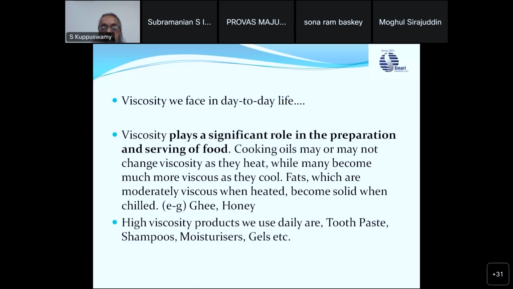So in day-to-day life, we face viscosity. It plays a significant role in the preparation and serving of food. Cooking oils, we know, may or may not change viscosity as they heat, while many become much more viscous as they cool. For example, fats, which are moderately viscous when heated, become solid when chilled. Ghee, honey, like that. High viscosity products we use daily are toothpaste, shampoos, moisturizers, gels, creams, lotions, etc.